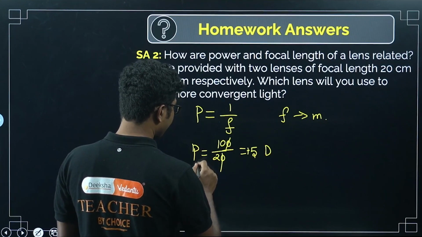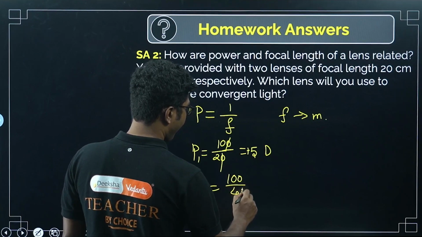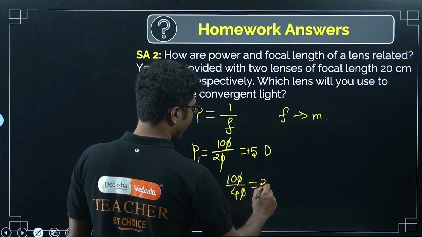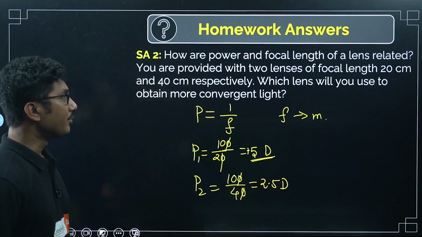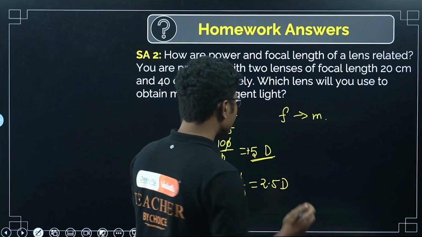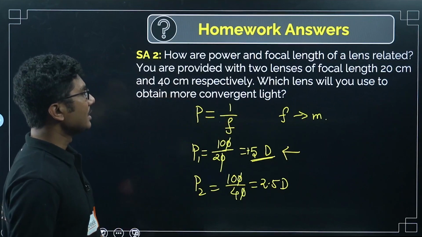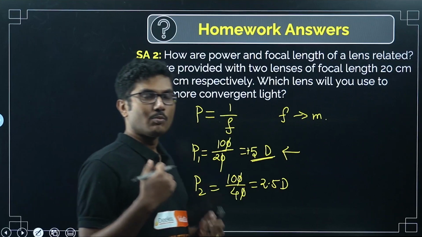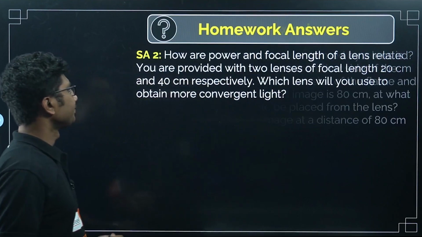And for the second lens, P2 is 100 by 40, so it will be 2.5 diopter. Since the first has a higher power, it will produce more convergent light, so you will use the lens with focal length 20 centimeter. The less the focal length, the more the power, which means more convergent. So you have to remember this.